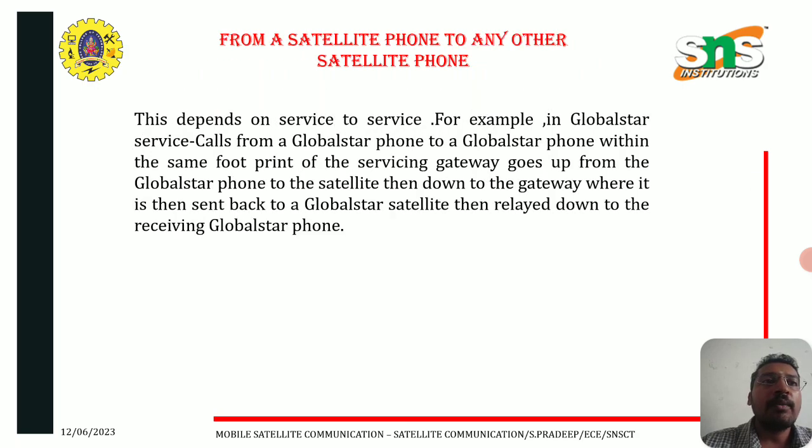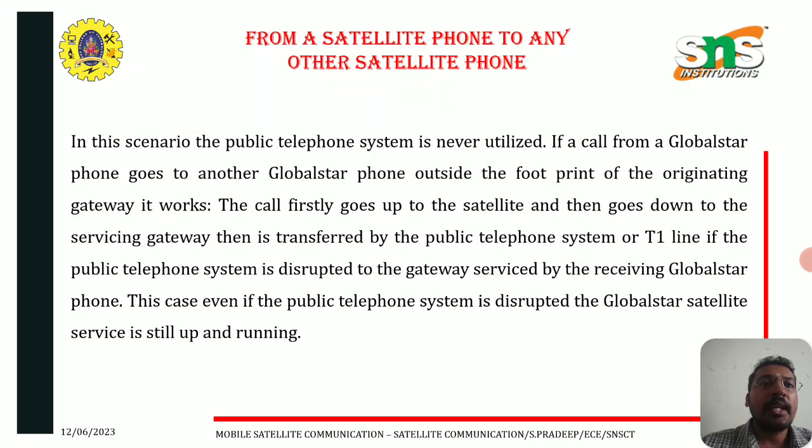In satellite phone to any other satellite phone communication, the service is service dependent. For example, in Globestar service, a call from a Globestar phone to a Globestar phone within the same footprint of the servicing gateway goes up from the Globestar phone to the satellite, then down to the gateway, where it is then sent back to a Globestar satellite, then relayed down to the receiving Globestar phone. In this scenario, the public telephone system is never utilized.